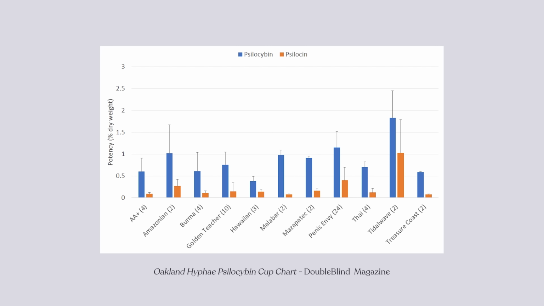Across all the strains submitted, psilocybin content ranged from as low as 0.14% up to 2.26% dry weight in the winning Tidal Wave strain, which was grown by Magic Myco. Enough samples were submitted that some general potency trends between strains have started to emerge.